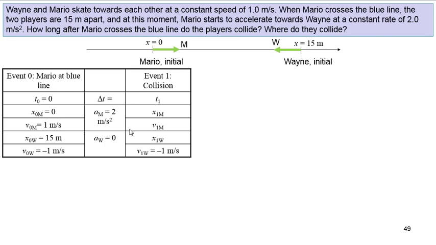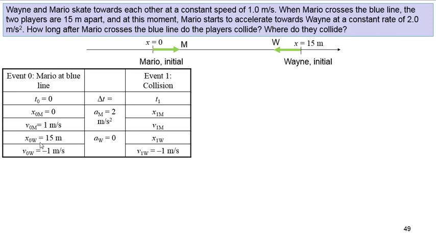Here's my motion information table. Event 0 is when Mario starts at the blue line. That's right when the players are 15 meters apart and he starts to accelerate. And event 1 is the collision. So I put event 0 at t equals 0. Mario is at the position x equals 0 and he has a velocity at this event of 1 meter per second. This is going to change because Mario does have an acceleration.